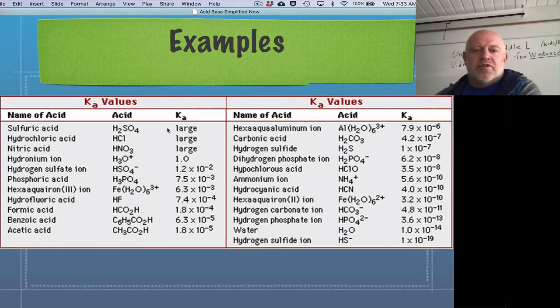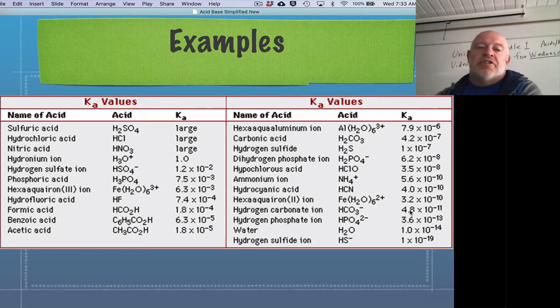Here we have sulfuric acid, H2SO4. Notice how that one is large. If we go down here and find the hydrogen sulfate ion, now this is the second ionization of our H2SO4, we see that it has a Ka of 1.2 times 10 to the negative 2. Still relatively strong, but not considered a strong acid at this point, okay? Carbonic acid, H2CO3, we see that, pretty weak. And then if you go down here, the hydrogen carbonate ion, the second ionization of that is even weaker, okay?